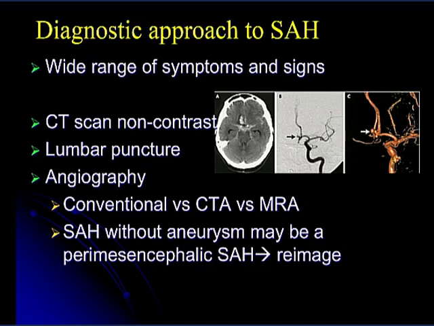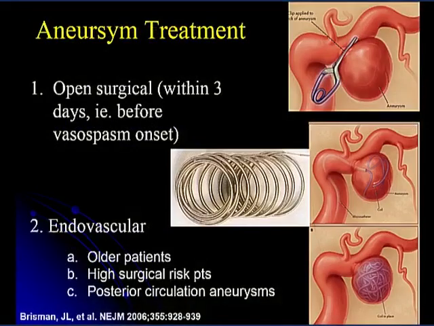A lot of symptoms, we talked about getting the CT scan. If you obviously have blood in the subarachnoid space, you don't need to do an LP. It's just if the patient has a questionable history and the CT is negative. A CT angio can be very helpful. And then you have to think about if you don't see an aneurysm, they may have a perimesencephalic benign subarachnoid. They need re-imaging.